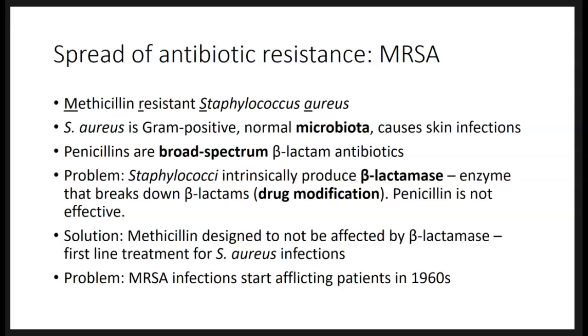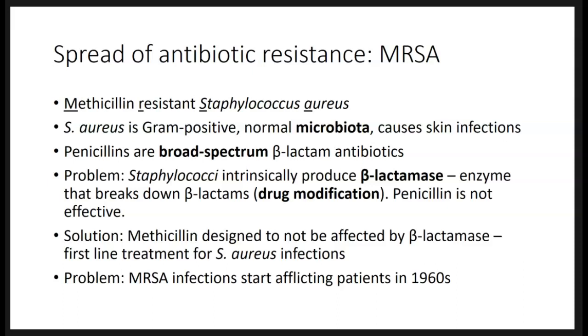And that's because Staphylococci bacteria, many strains of these intrinsically produce beta-lactamase, which is an enzyme that breaks down the beta-lactam chemical ring and prevents these antibiotics from working. This is a mechanism of drug modification. So once that beta-lactam ring is broken, the penicillin is no longer effective.